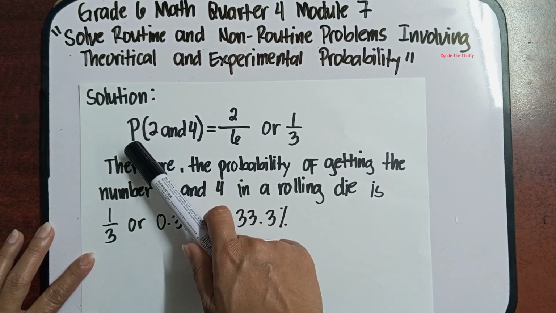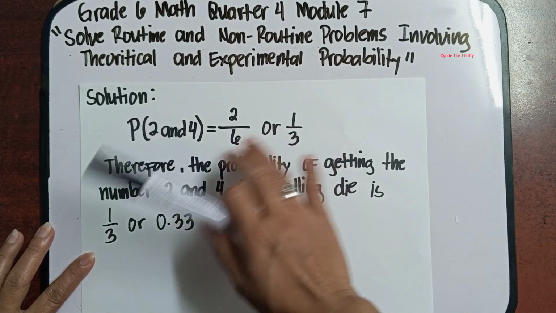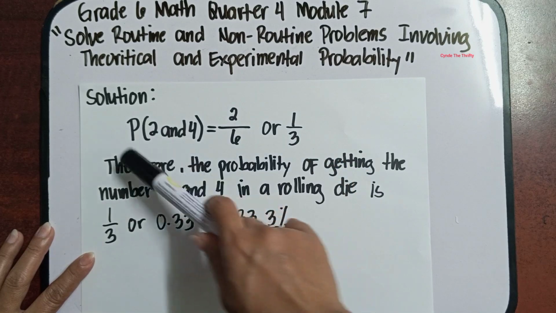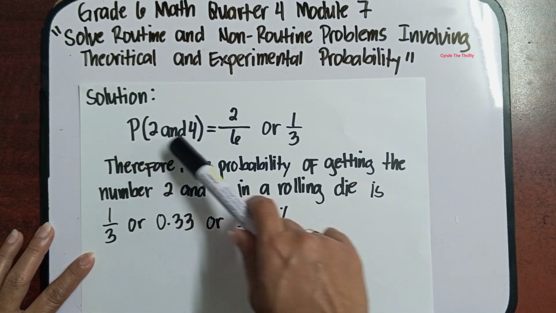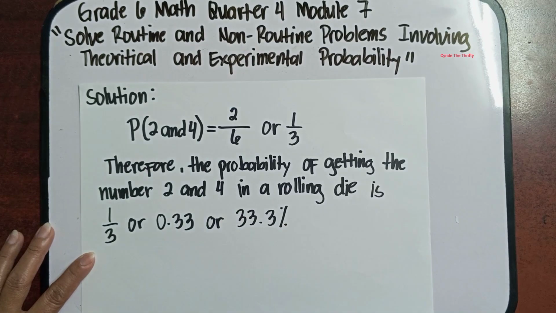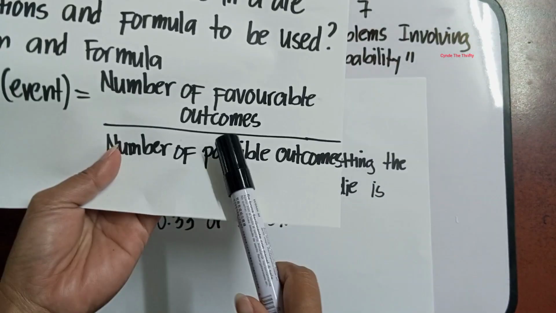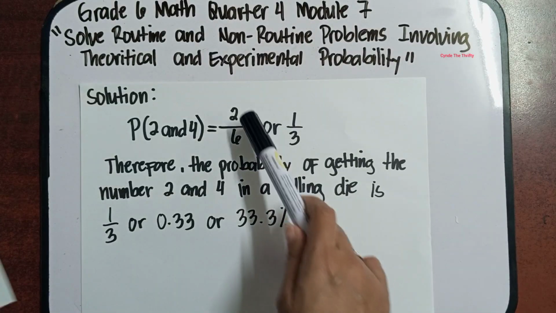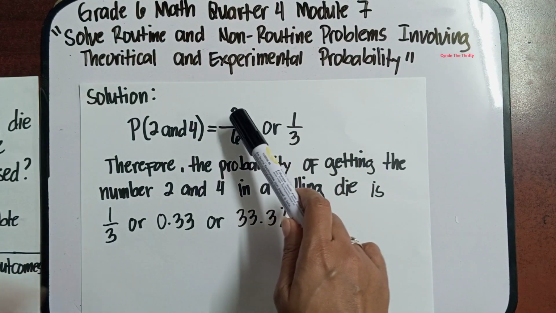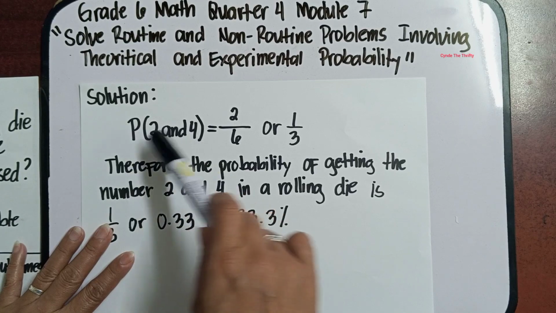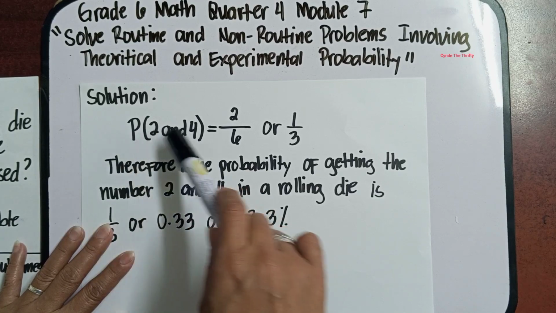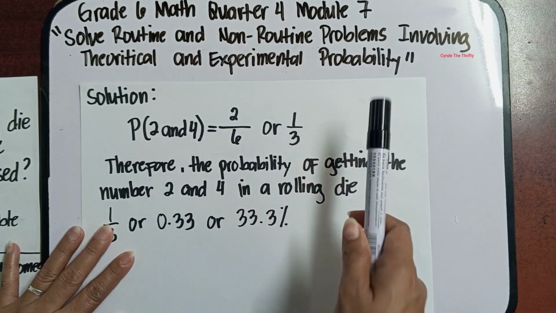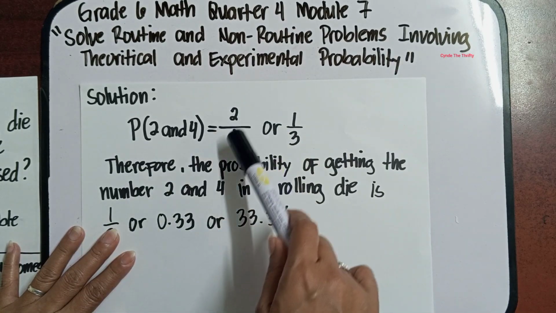So, probability of 2 and 4, kasi 2 at 4 ang gusto niyang makuha na result. So, that's why probability of 2 and 4 is equal to, ano yung formula natin? Number of favorable outcomes divided by the number of possible outcomes. Bakit 2 ang ating favorable outcomes? Kasi dalawang number ang gusto niyang makuha na result. So, that is 2 and 4. That's why dalawa ang ating favorable outcomes. Tapos, divided by 6. Bakit 6?